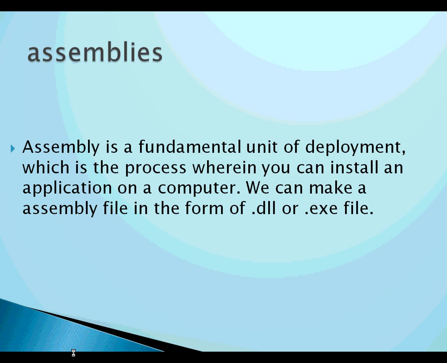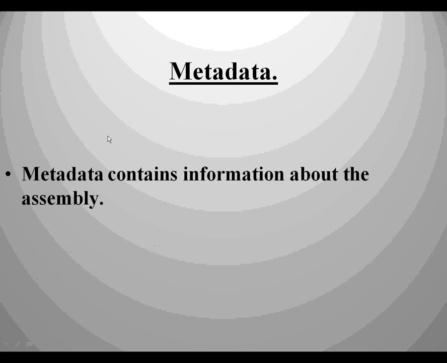Assembly. The assembly is a fundamental unit of deployment, which is the process wherein you can install an application on a computer. We can make an assembly file in the form of a DLL or exe file. Metadata. Metadata contains information about the assembly.